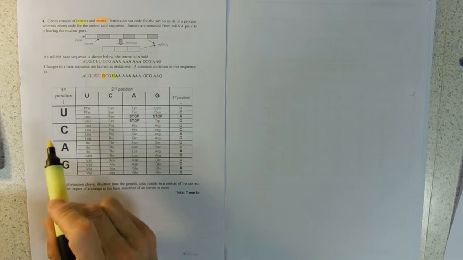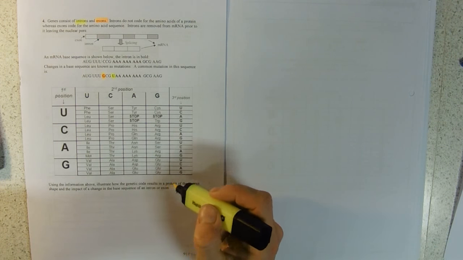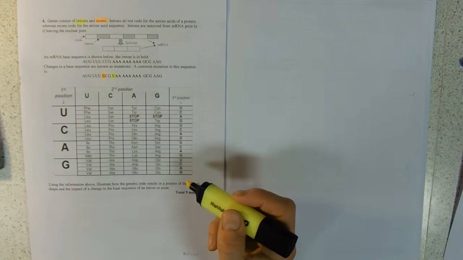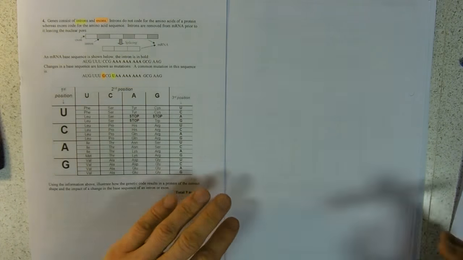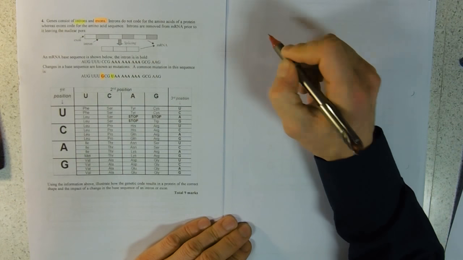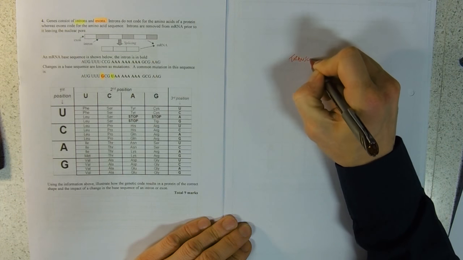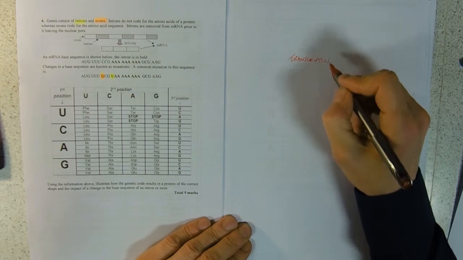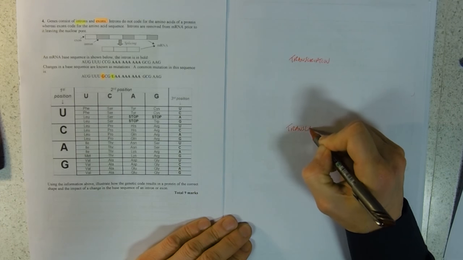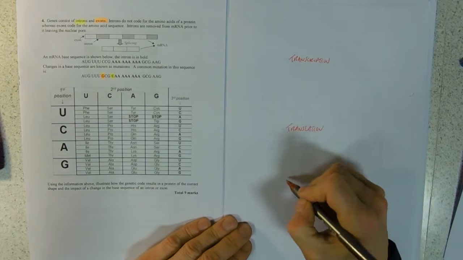Then we've got some information. We've got the messenger RNA codons in a table. So what we've got to do, using the information above, is illustrate how the genetic code results in a protein of the correct shape and the impact of a change in the base sequence. So things we're going to have to talk about: we need to talk about transcription first of all, then we'll talk about translation, and then we'll talk about these mutations.